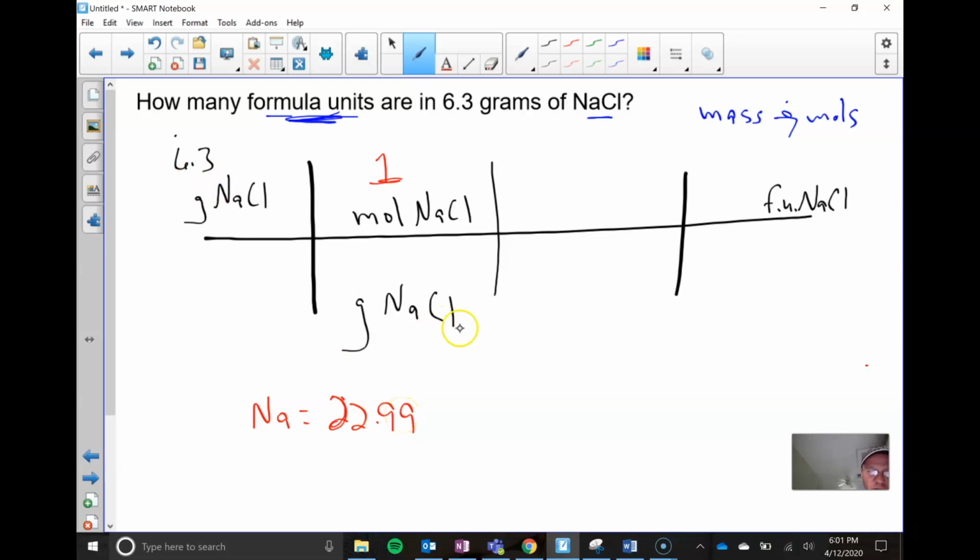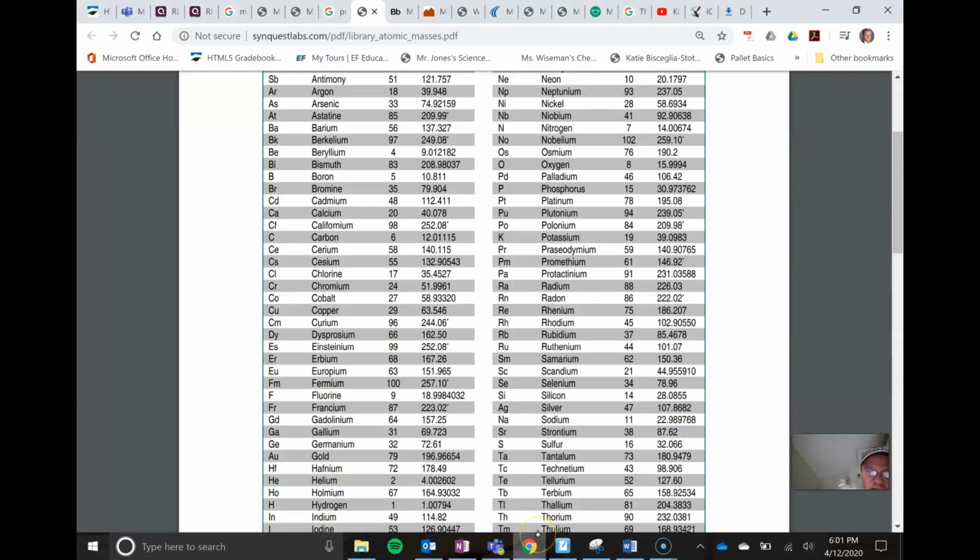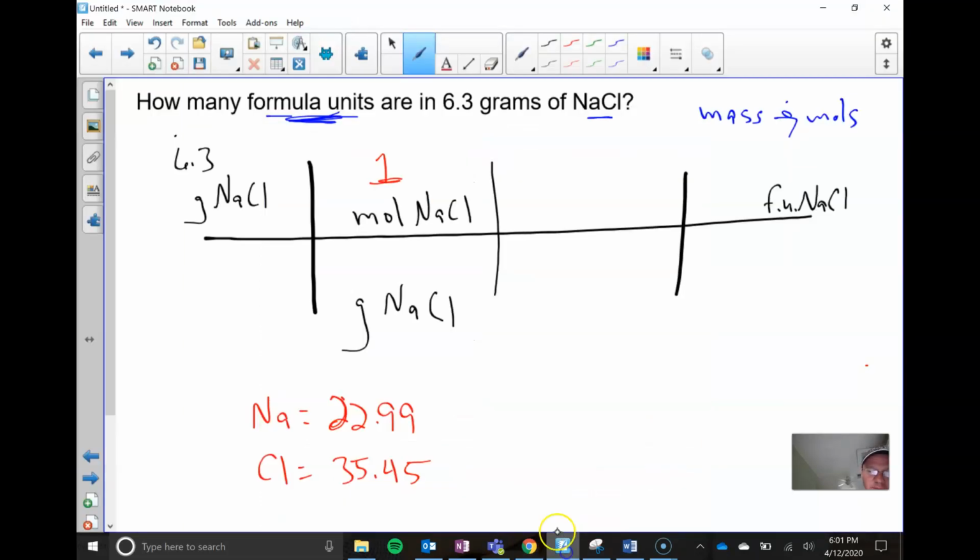22.99. Chlorine, we've got 1 mole of chlorine, and I know chlorine is 35.45. Let's just double check that. Chlorine, here, 35.45. So we add those together really quickly, and that gives us 58.44 grams in every mole of sodium chloride.